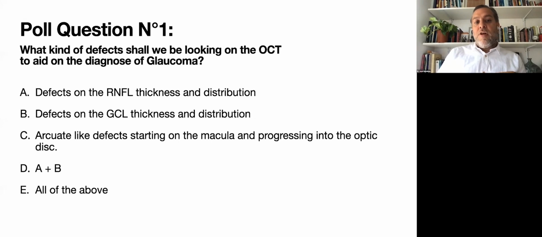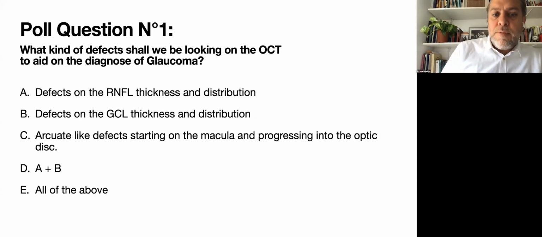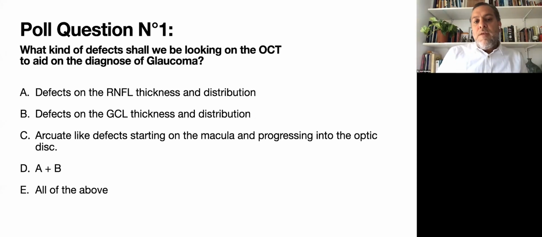What kind of defects shall we be looking for on the OCT to aid in the diagnosis of glaucoma? A, defects in the RNFL thickness and distribution. B, defects in the GCL thickness and distribution. C, arcuate-like defects starting on the macula and progressing into the optic disc. A and B are true, or A, B, and C, all of the above are true. Okay, we have the answer here: all of the above, that is the correct answer.